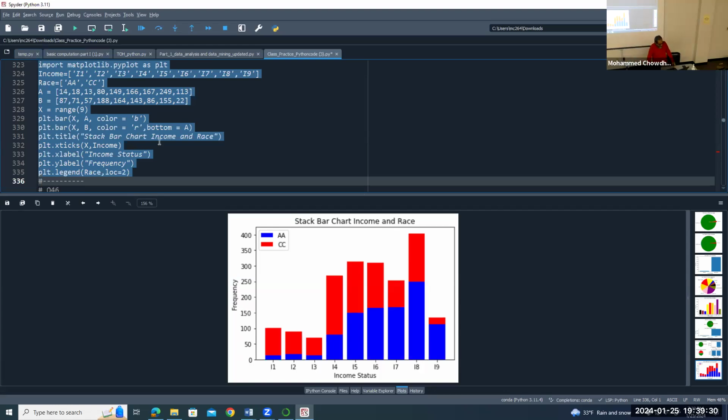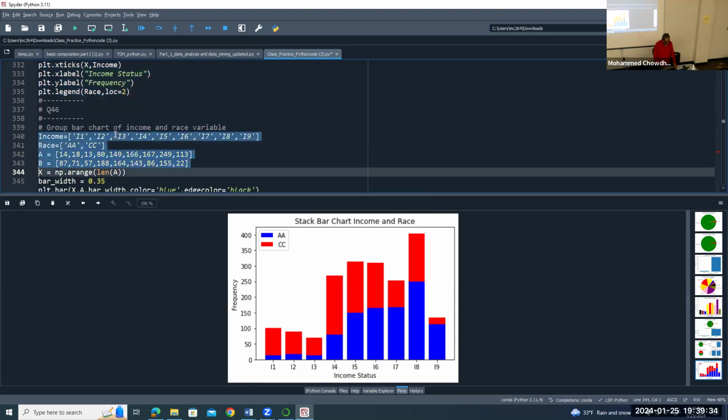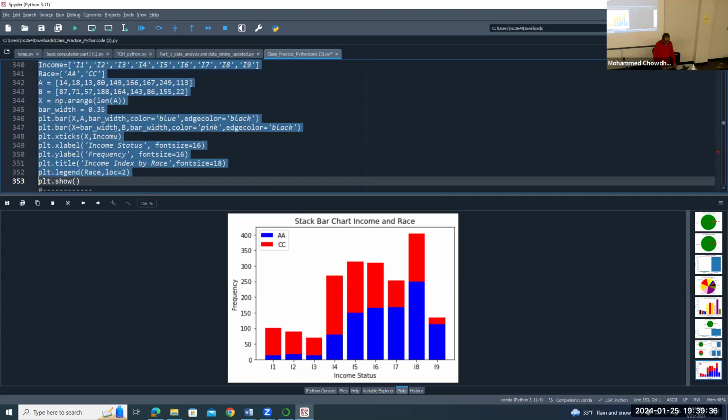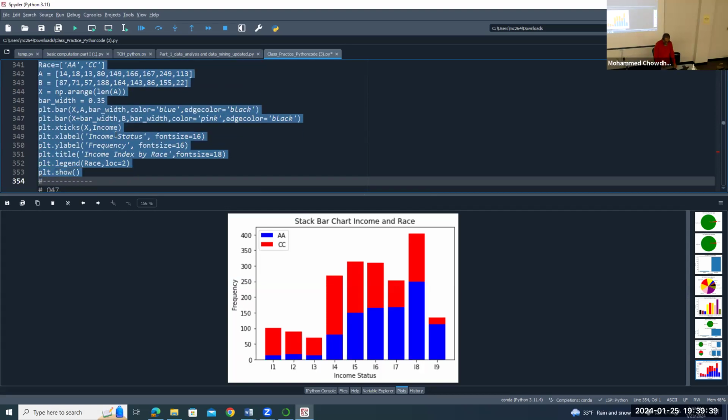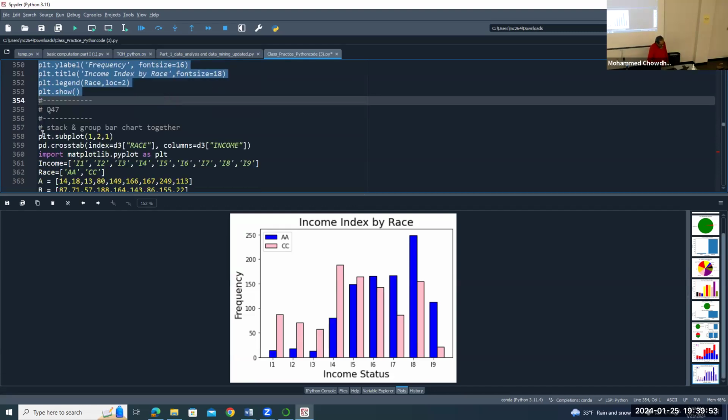Okay? This is called the stack bar chart, and this is called the group bar chart. Same, but different name and different types of display. Okay? Income level 1, this is African American, this is Caucasian. Income level 4, this is African American, this is Caucasian. Understand? If I want to put them side by side, that is the side by side.